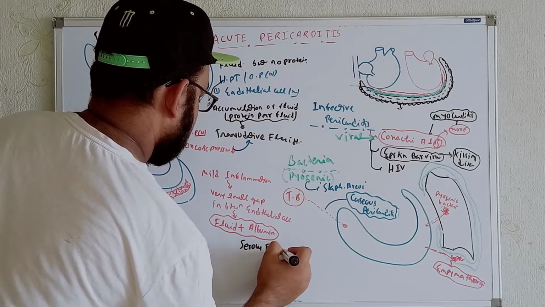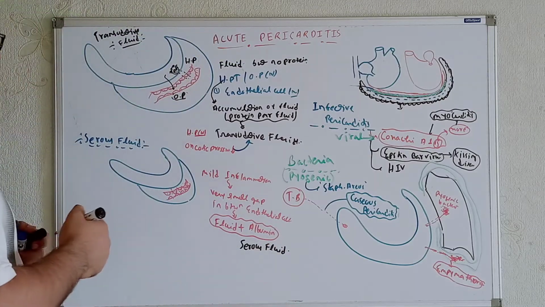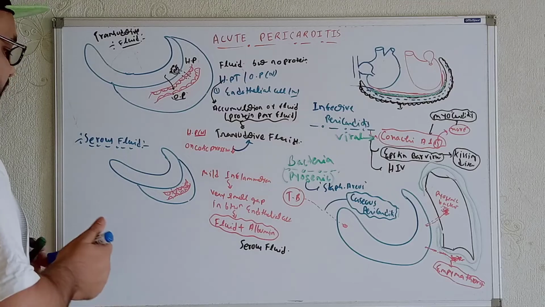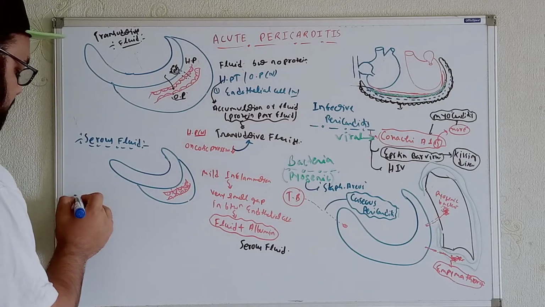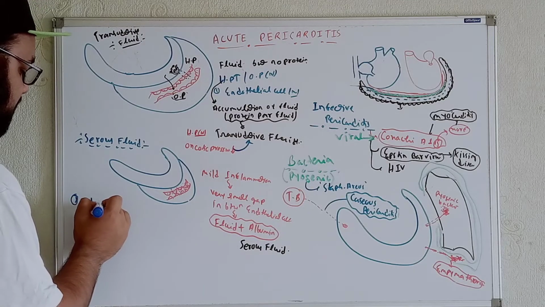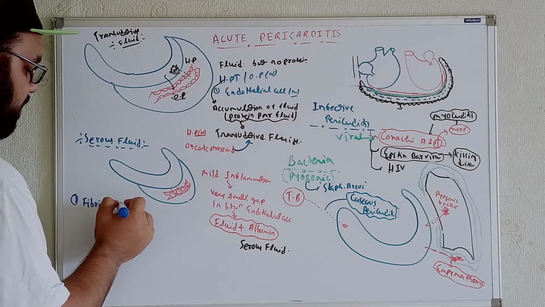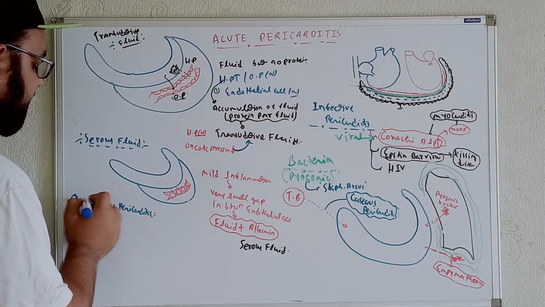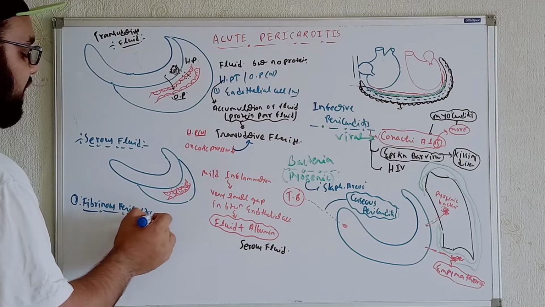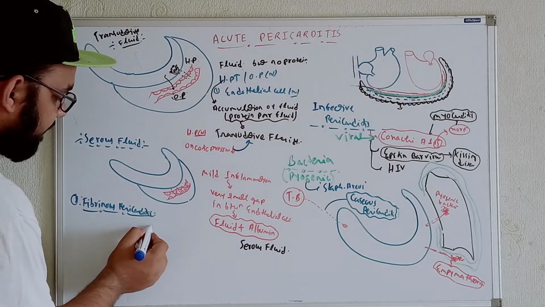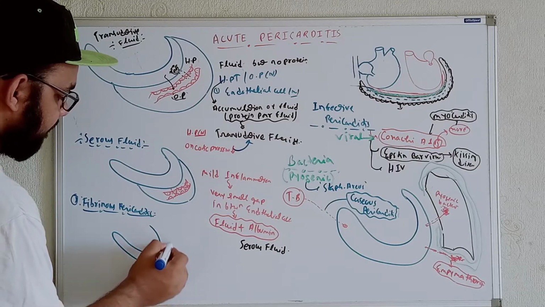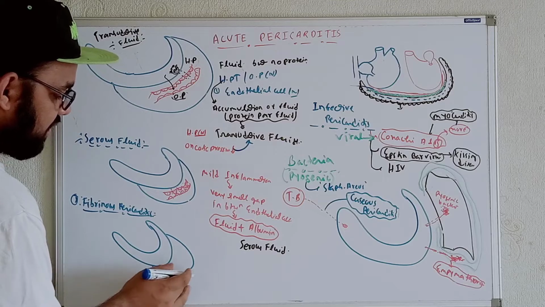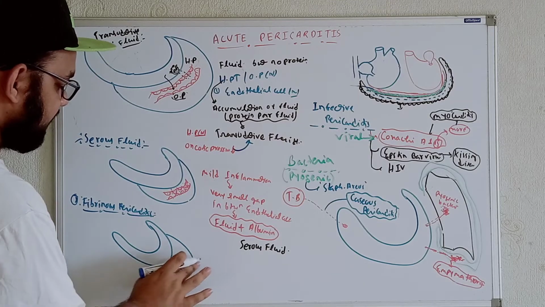Serous fluid. Now, the third thing we'll talk about right now is the fibrinous fluid, or fibrinous pericarditis. When will we see the fibrinous pericarditis, or when will we get the fibrinous fluid over here? Now see, in the same way I will draw over here again, and I will also extend this part just to help you understand. Okay, let it be a little large.